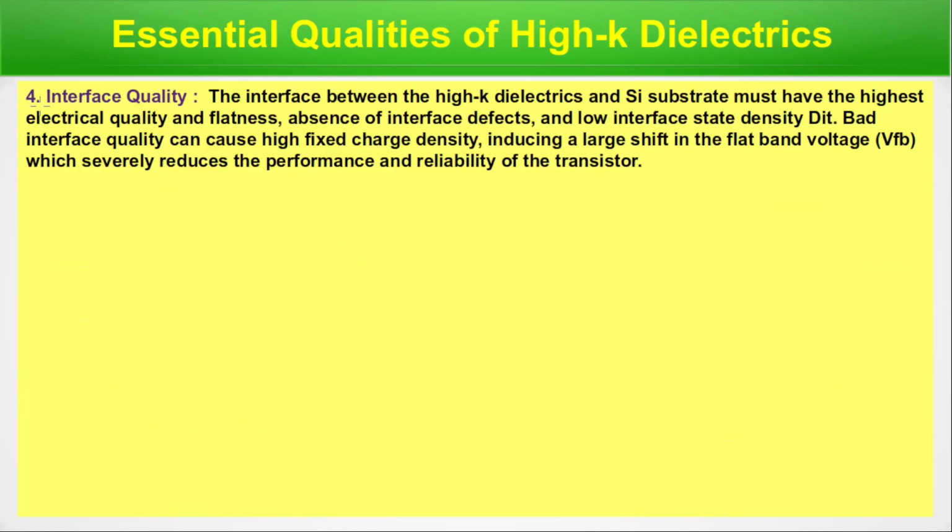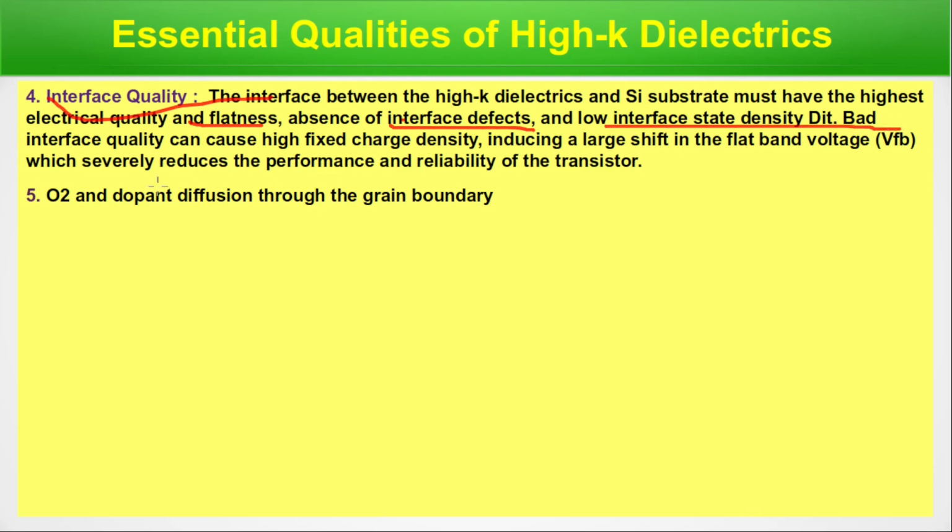Now, interface quality. The interface between High-K dielectrics and silicon substrate must have the highest electrical quality and flatness. Absence of interface defects and low interface state density, DIT. Bad interface quality can cause high fixed charge density, inducing a large shift of flat band voltage, which severely reduces performance and reliability of transistors.